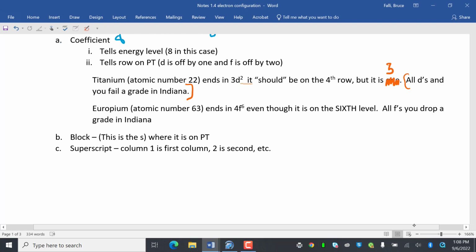So there was a kid named Buddy. You'll hear more about Buddy in my life later on. Buddy got all F's, and he was in 4th grade, and they put him in 3rd grade. They moved him back. I don't know why they did that and thought that was a good idea, but they did. Okay, so you drop a grade, so that means you're off by 2.